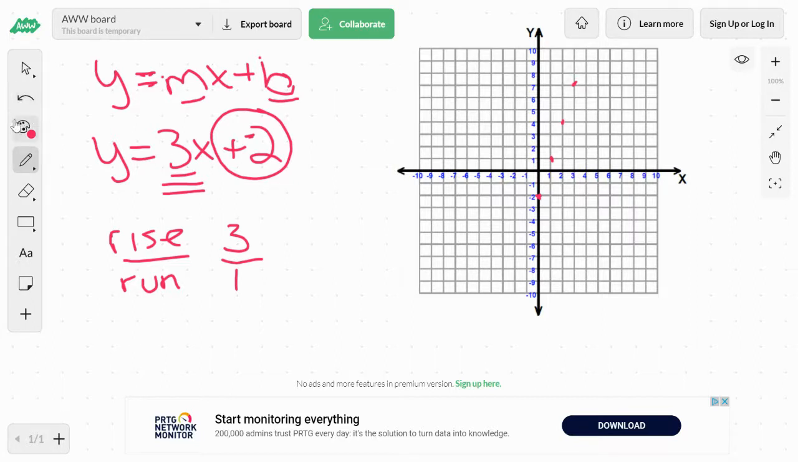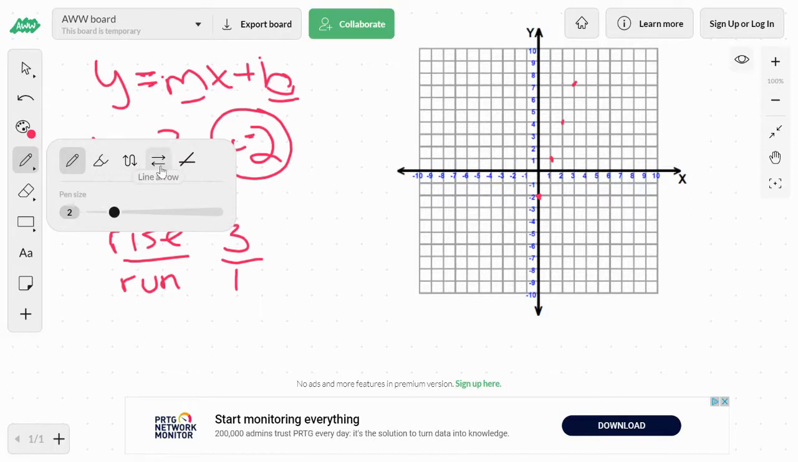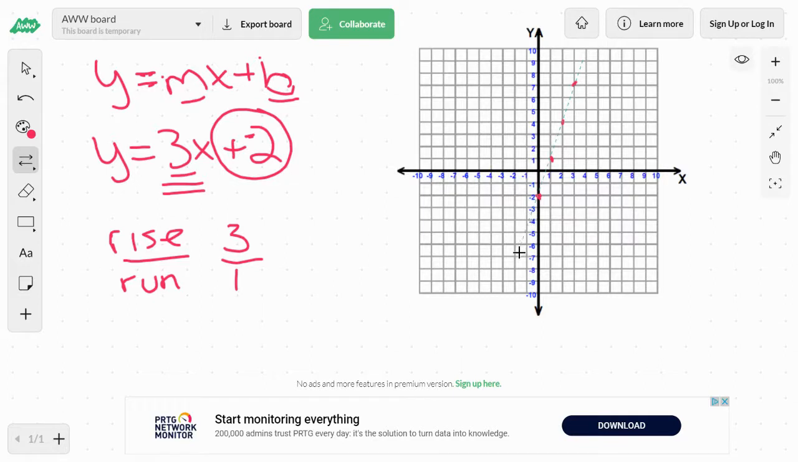Now that I have a few points, I could use a line tool and try to connect these things. And it should look something like that. So that's just one of the mistakes. You have to think about slope as a fraction because slope is rise over run. Or another mistake.